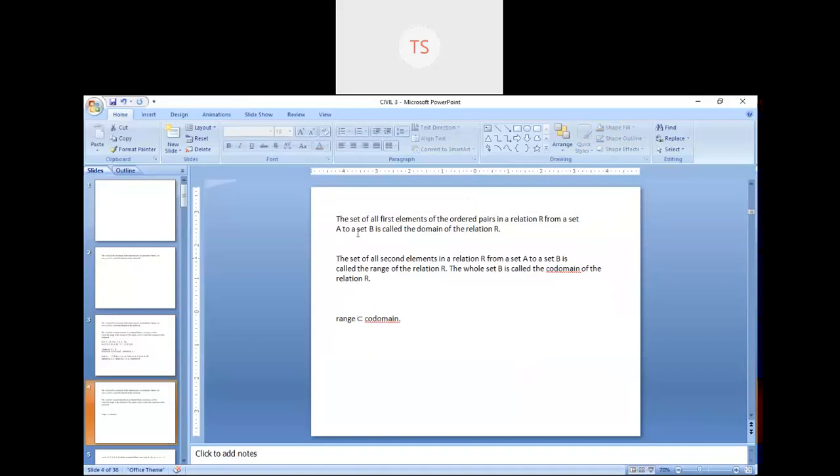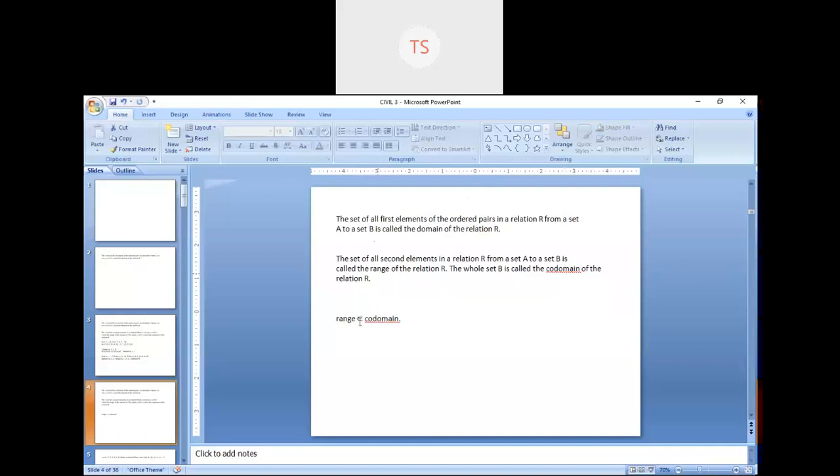So next, the set of all the first elements of the ordered pairs in a relation R from a set A to a set B is called the domain. So this is the formal definition of domain, and you can write this definition. Suppose the question is like this: define domain of a relation R. Then you have to write this line: the set of all the first elements of the ordered pairs in a relation R from a set A to the set B is called the domain of the relation R. So next is the definition of range and the definition of codomain.